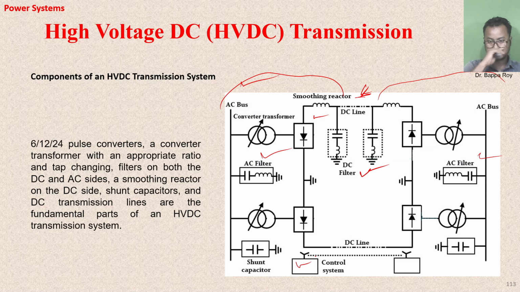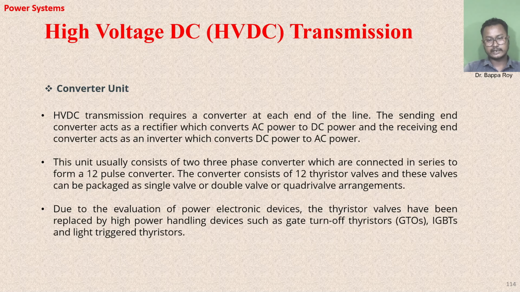Due to the evolution of power-related devices, the thyristor valves have been replaced by high power handling devices such as gate turn-off thyristors. These are some recent devices: IGBTs and light triggered thyristors. If you design any transmission system, microgrid, or solar system, and if you model something grid connected, you'll see IGBTs there. Those are a little bit advanced things, if you want to cover those.